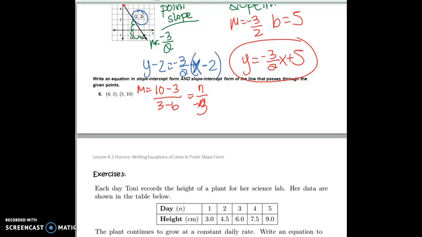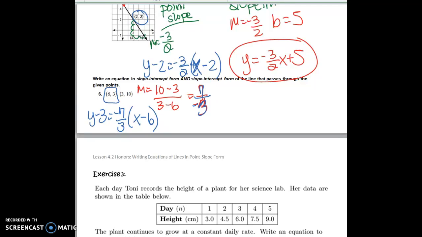All right, point slope. Pick a point. I'm going to pick the first one. Doesn't matter. y minus 3 equals negative 7/3 times x minus 6. Okay, now why did I put negative 7/3 and not 7 over negative 3? It's the same thing.